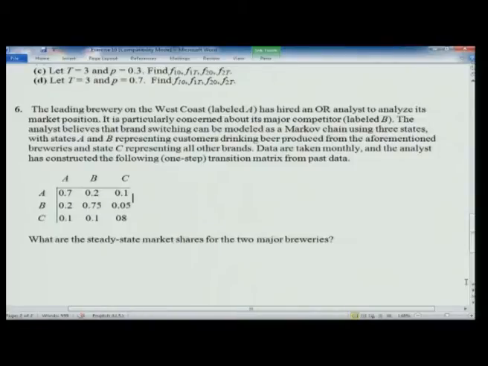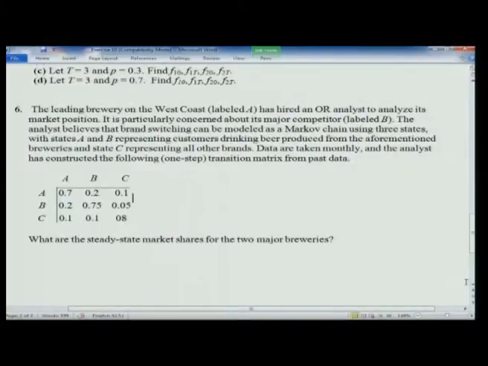For other brands, the probability of switching to A is 0.1, and 0.1 again to B, and 0.8 means they continue with the same brand that they are already using. So, that entry is missing here; anyway, you can just make the entry, 0.8. Now, what are the steady state market shares for the 2 major breweries?